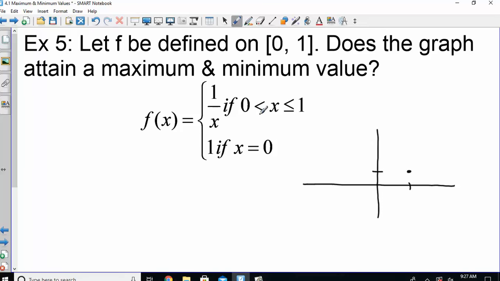Like if I put in 1/3. What's 1 divided by 1/3? 3. If I put in a 1/2, we would get out 2. Is this enough for you guys to see what the graph looks like? We said it's like an asymptote here, so it looks like this. 1 if x equals 0. So that's just a closed circle at 0, 1.